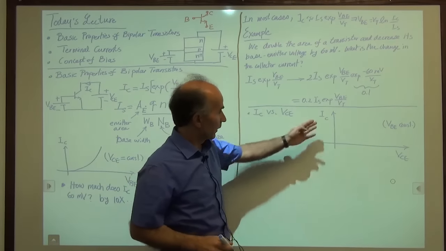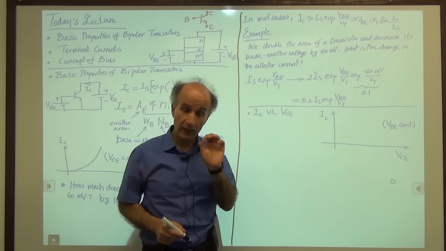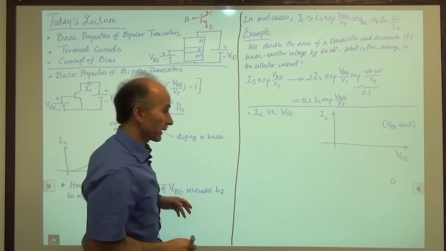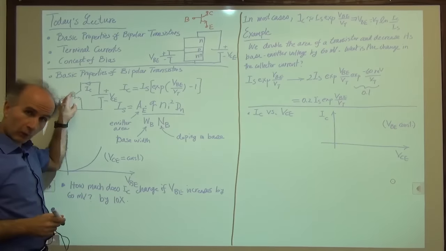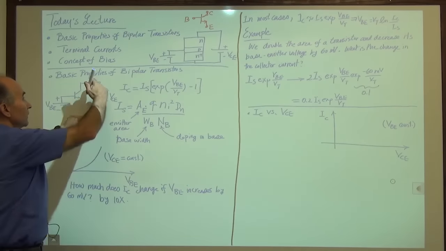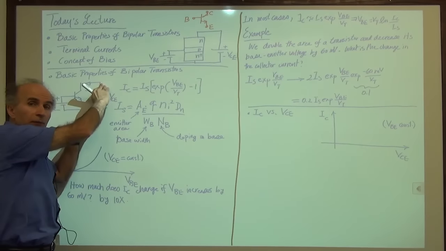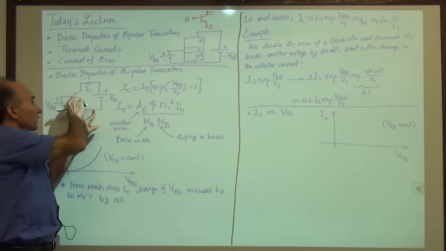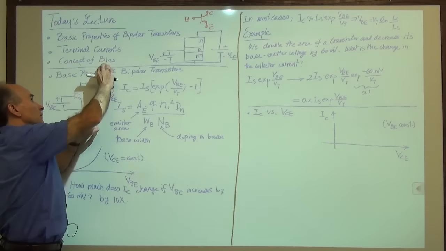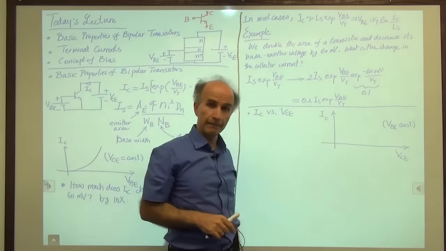The question is, what does this look like as VCE changes? Always staying in forward active region. So VBE is some amount. We picked VBE to give us a forward bias junction here. And then we started changing this voltage from here to here. This voltage, for example, is going up. It started at some comfortable value, to make sure that this junction is reverse biased, for example. And then we just keep going up. As this goes up, we still have reverse bias. But then the question is, what happens to IC?